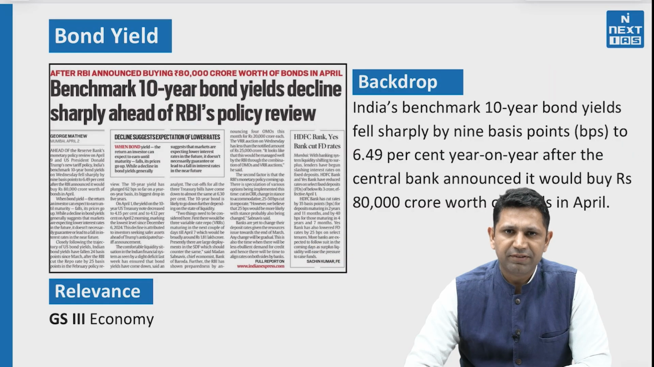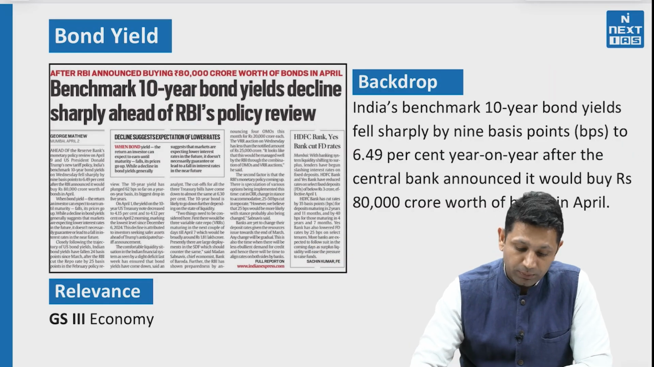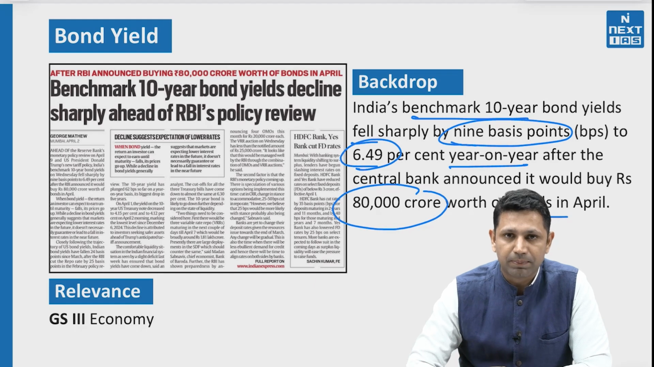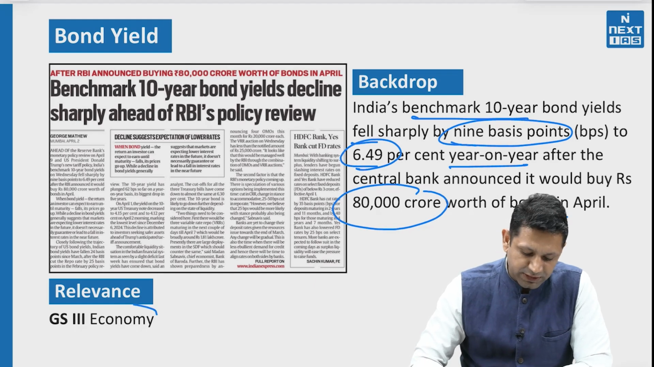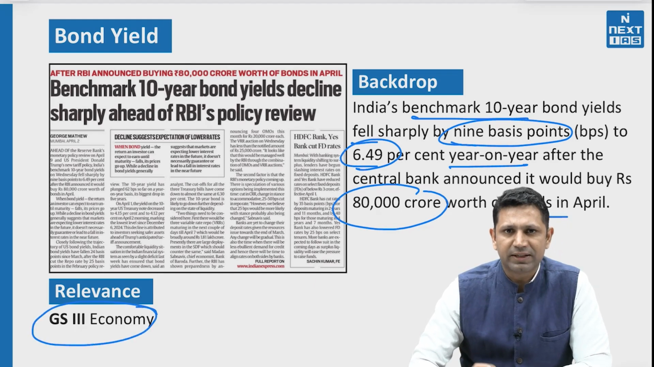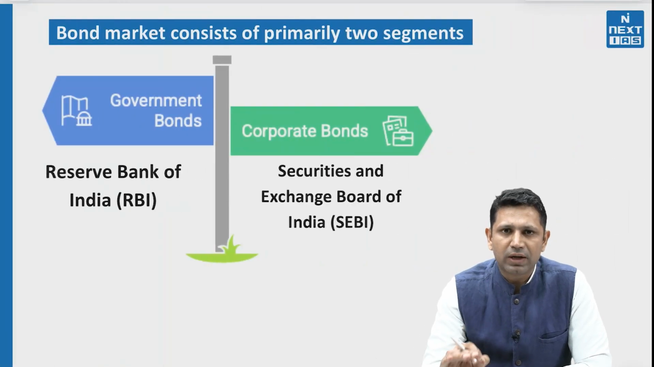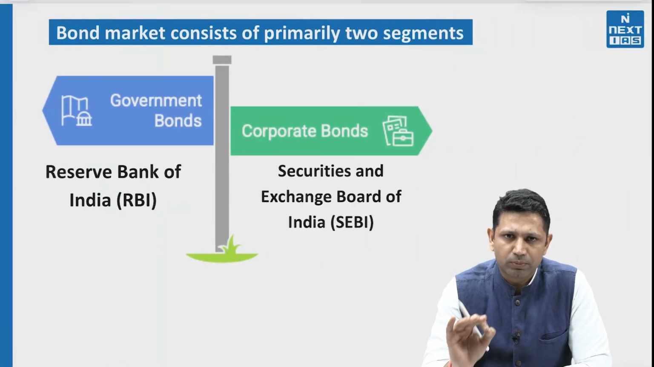The third topic we have is bond yield. Now, it is in a backdrop that India's benchmark 10-year bond yield fell sharply by 9 basis points to 6.49% year on year after the central bank announced to buy 80,000 crore worth of bonds in April. This is relevant from GS Paper 3 economy, as well as it can be asked in the prelims also. Now, before moving ahead, let's see what are the various types of bonds that are issued by the government.